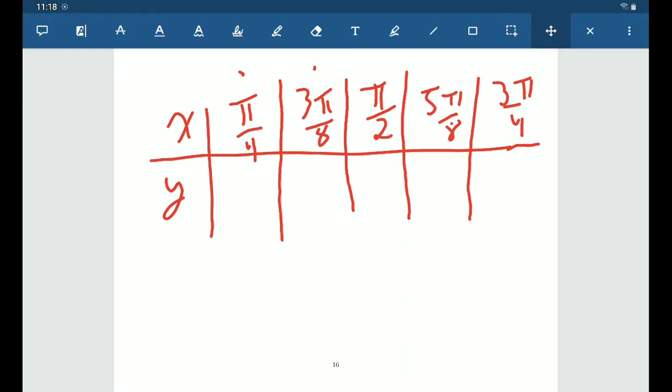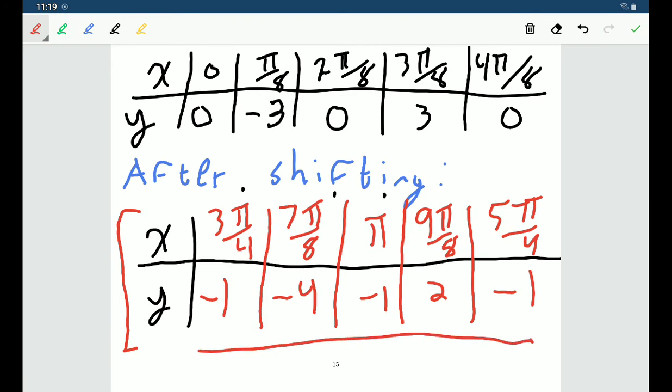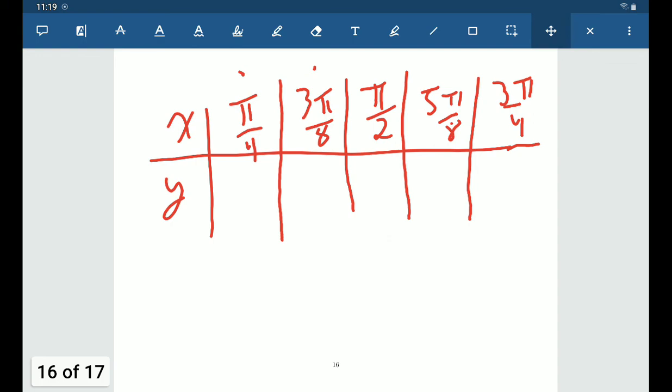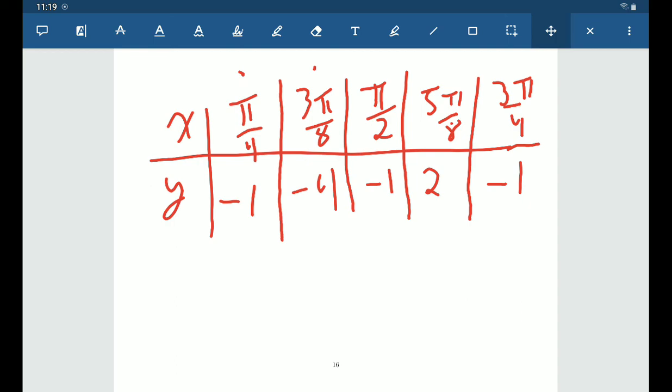And since we've just shifted our entire graph to the left by one period, then that means the y values are going to be the same as for the first period that we looked at. This first cycle has those y values, -1, -4, -1, 2, and -1. And those would also be the y values for any other full cycle that we might want to do after shifting to the left or to the right by a full period. So the y values will be same as before, -1, -4, -1, 2, and -1. And so now I'm going to plot these.